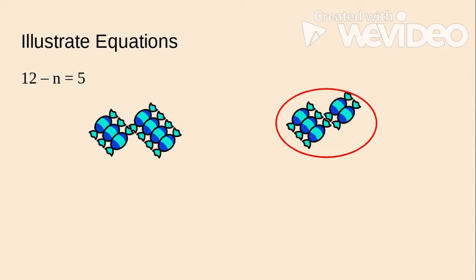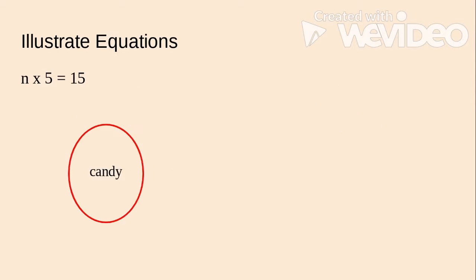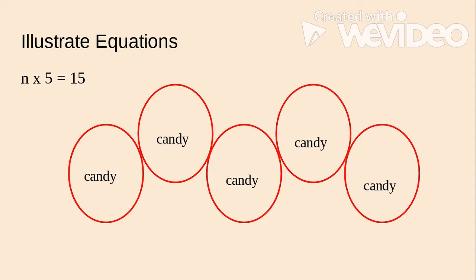So I know that 5, the right side of my equation, is equal to 12 minus some. Both sides of my equation are equal. In this case, I have multiplication. I have candy. I have n amount of candy. It's a variable and unknown. I don't know how many are there, but I know that I'm multiplying it by 5.